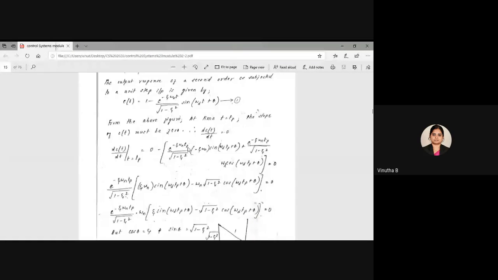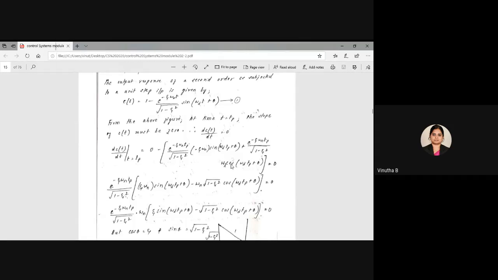Wherever you have t, replace that by tp. Very important. Divided by square root of 1 minus zeta square into, so we are differentiating this, right? You will get this as minus zeta omega n into, write down this term as it is, that is sine of omega d tp plus theta. Then plus, now write this term as it is. See here, I have written down that term as it is and differentiate this sine term. So sine of omega d t plus theta will be what?